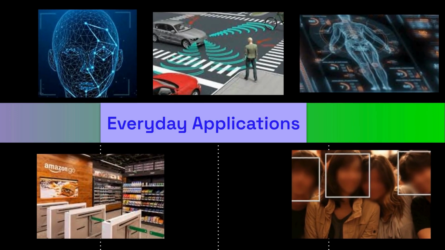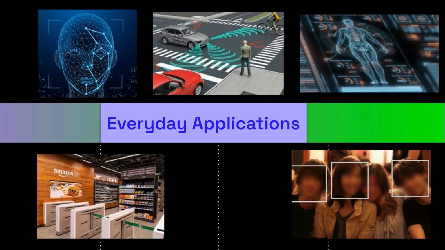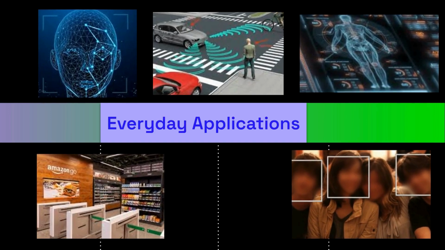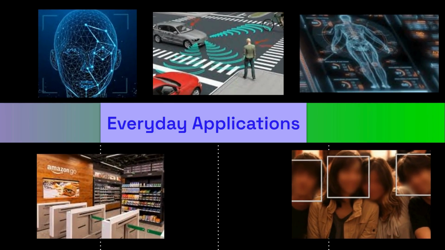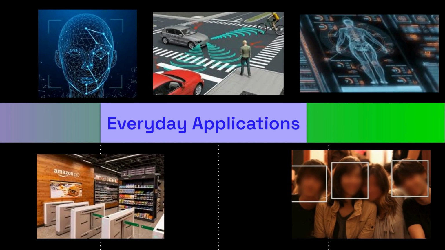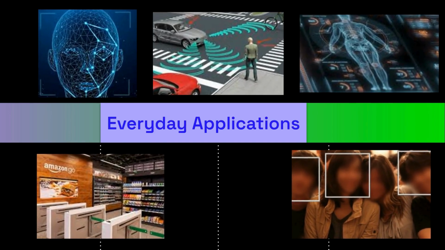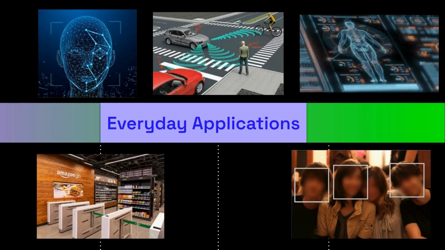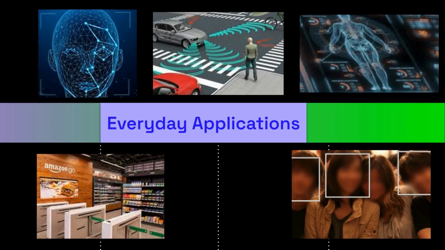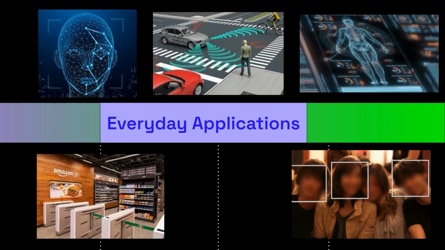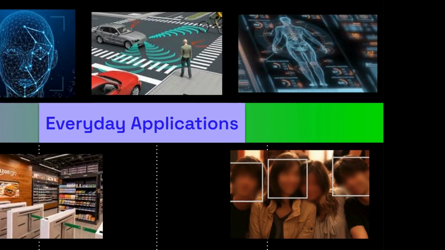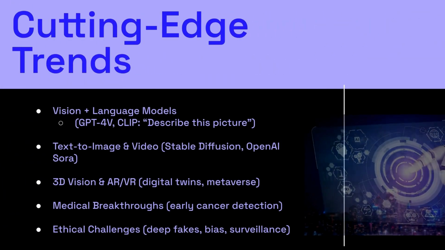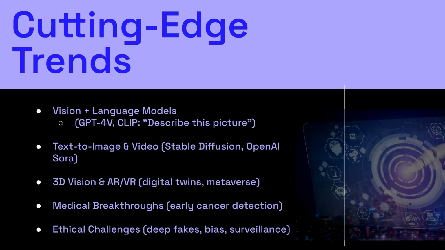Fifth is social media. When you upload a group photo and Facebook or Instagram suggests tags like "Is this your friend John?" That's computer vision doing face recognition behind the scenes. These examples show how computer vision is everywhere, from the phone in your pocket to the hospital, to the supermarket, to your car.